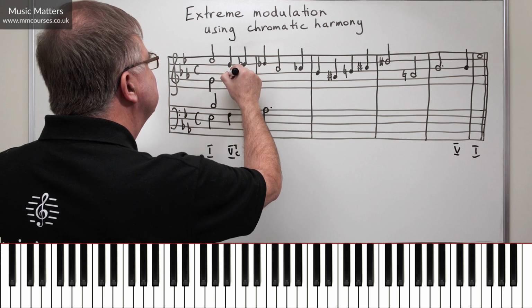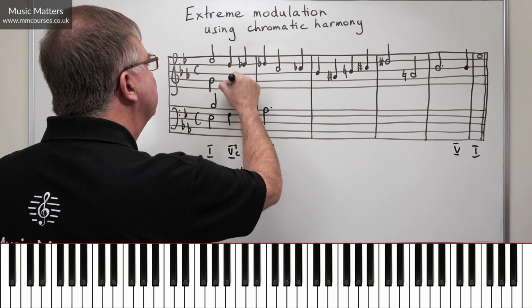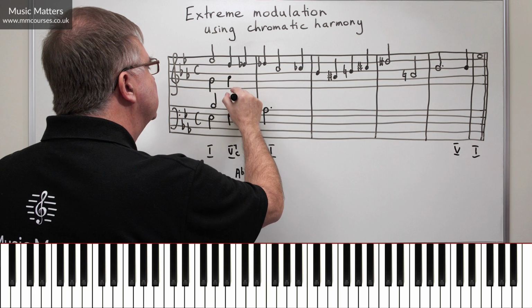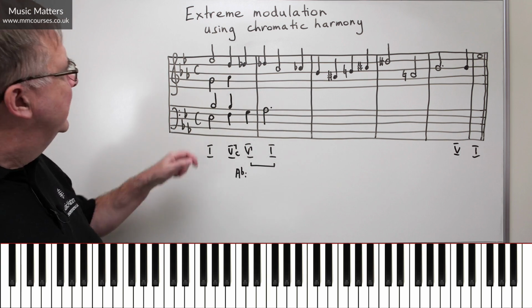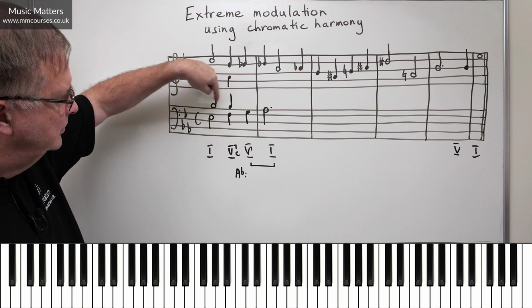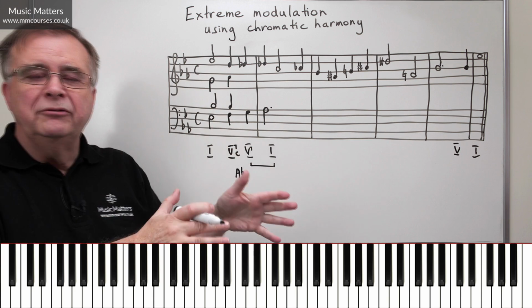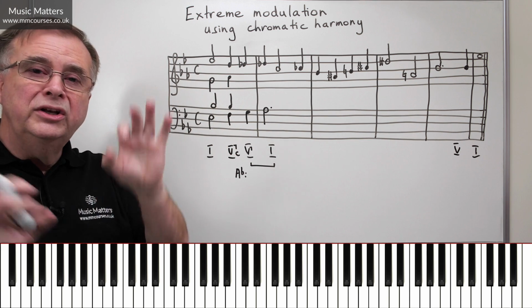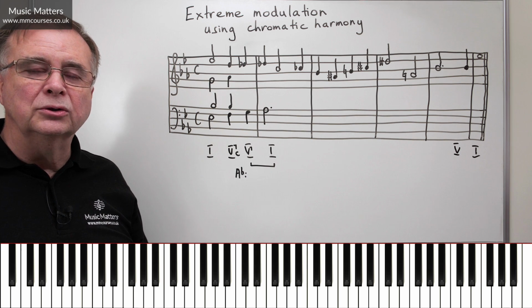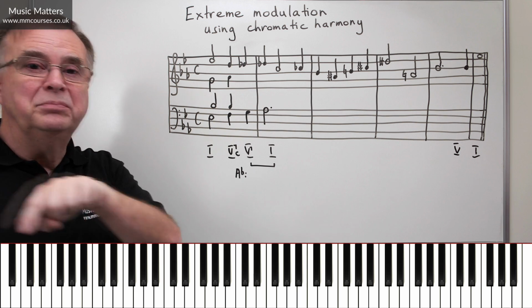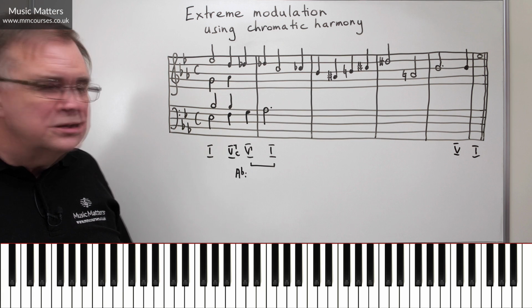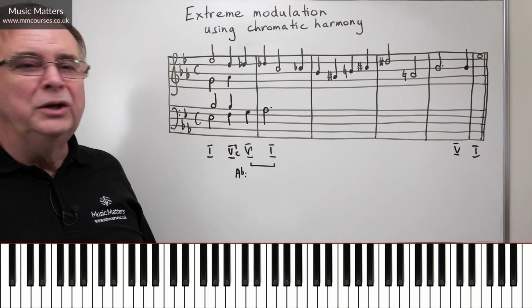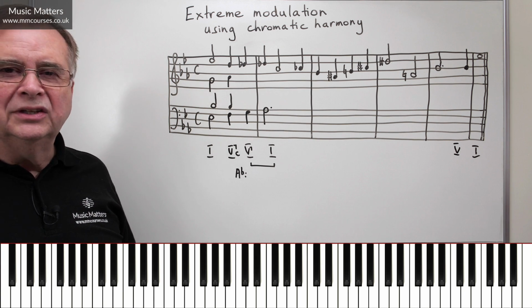I've got to get my 7th in somewhere, so if I put it in the alto, there are two advantages. It makes the alto go by step, which is nice. It also means the tenor can repeat this B flat. So when you're moving from one chord to the next, if you've got one note in common between those two chords and you use it in the same part, it has a kind of binding effect and smooths the transition between one chord and the next. So it's always a good thing to do.